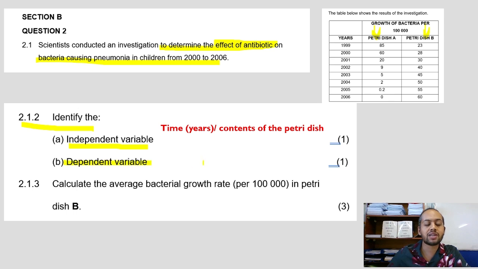Then B speaks about the dependent variable. The dependent variable is the one that you are measuring. So what are you actually measuring here? Causing pneumonia, bacteria that causes pneumonia. So therefore we're talking about the growth of bacteria.